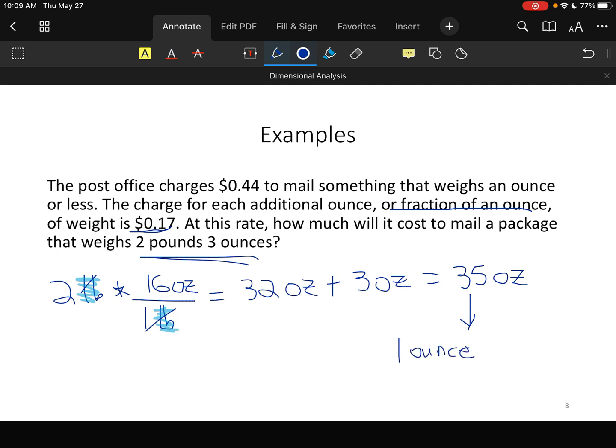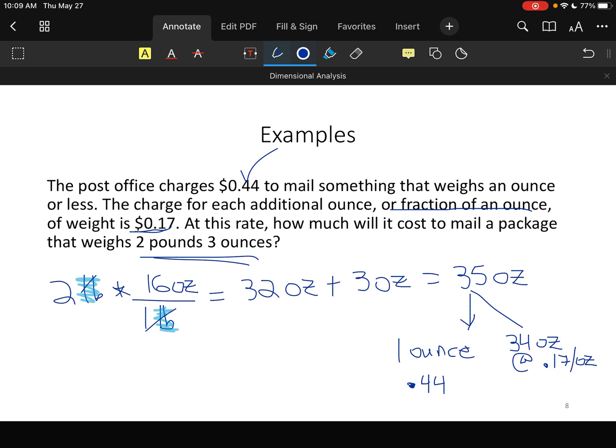That's 44 cents, and that was in the problem statement. All right, that's taken care of. But then we also have 34 ounces at 17 cents per ounce. Okay, no problem.